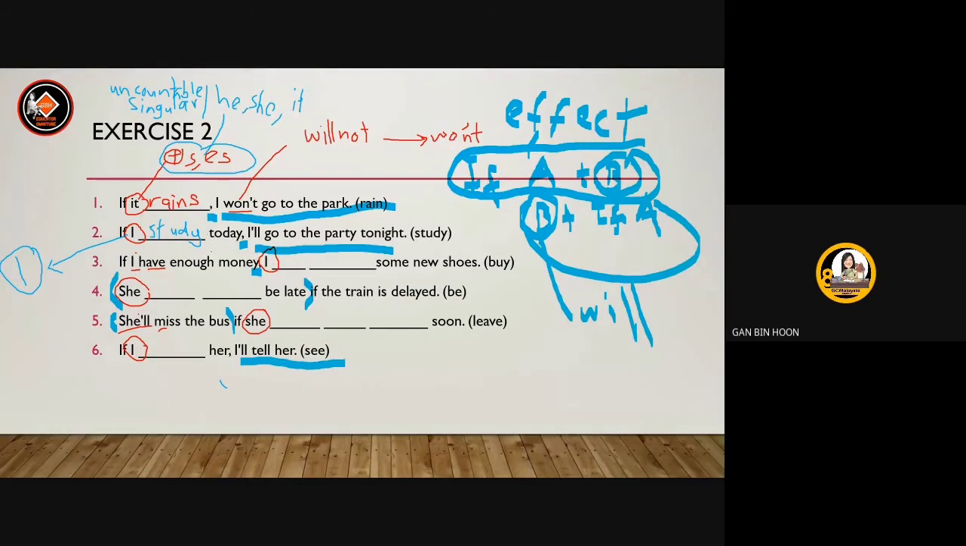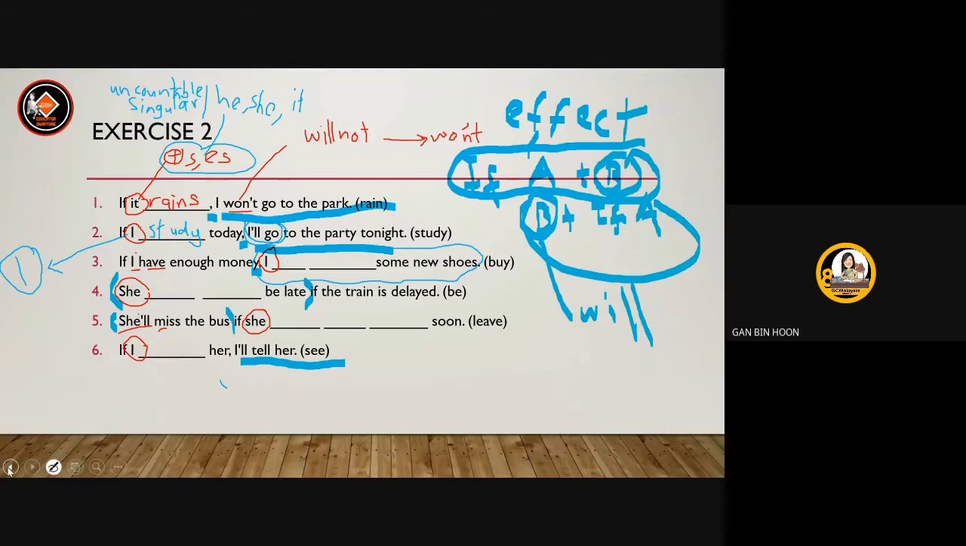Okay, so clause dia adalah sini. Will go. Okay, if I have enough money, number 3, if I have enough money, I some new shoes. Answer? Ada 2 ni, nampak tak? Sebab ini adalah main clause. Ingat jangan tersalah. Ini adalah main clause. Bila main clause, apa akan berlaku? Anybody?